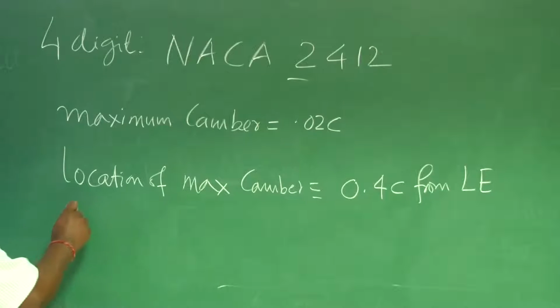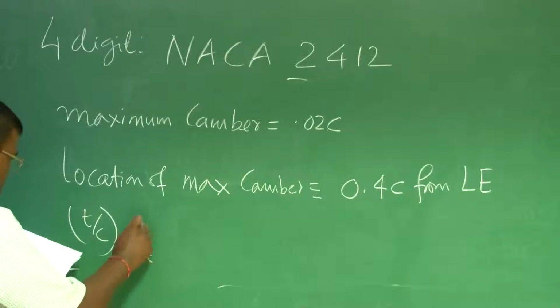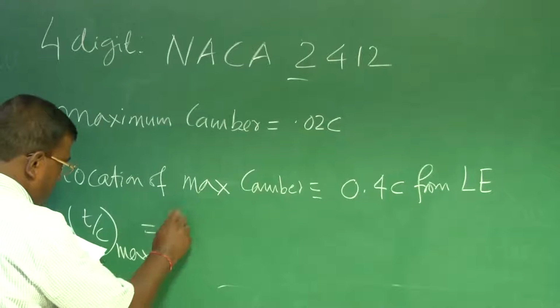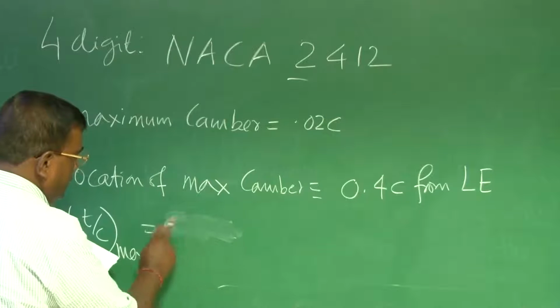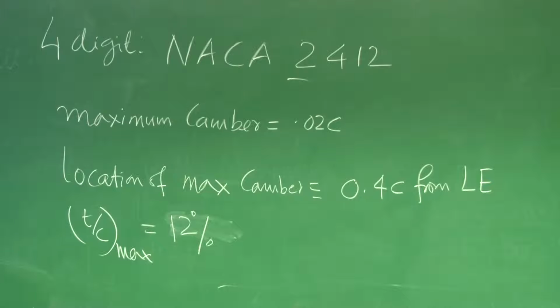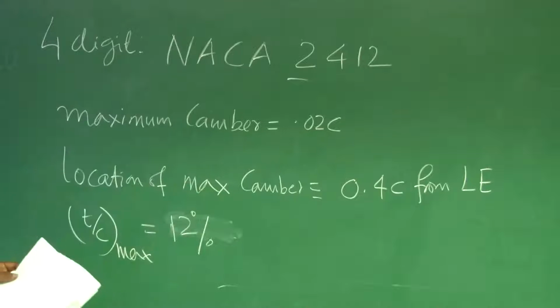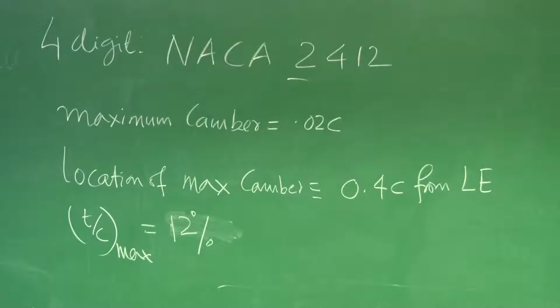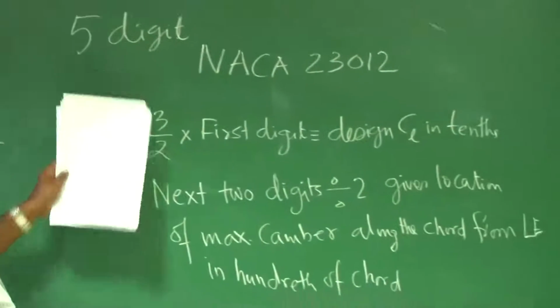And this 12, that is t by c maximum, is 0.12 C, or t by c is 12%. t by c max is 12%. So once you see a NACA 4-digit nomenclature, immediately from this number, you could easily find out what information you are getting. After 4-digit nomenclature, now we are discussing 5-digit nomenclature.